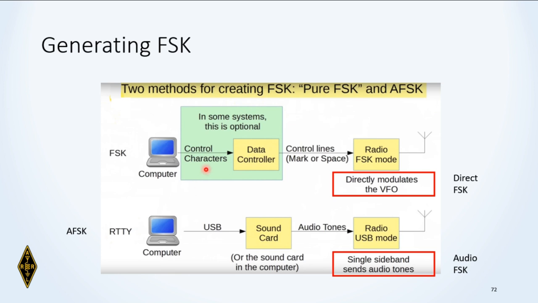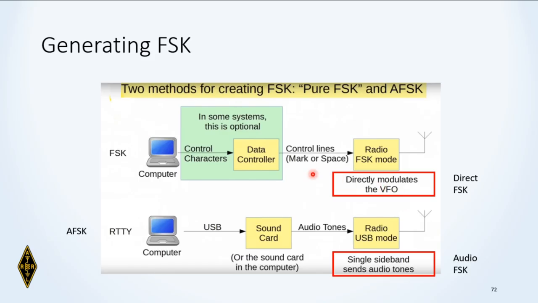So there's some kind of a computer and controller, and it goes directly into the radio control lines, and this directly modulates the VFO. That's direct FSK. Now, audio frequency shift keying also uses a computer, but a sound card, and rather than shifting the oscillator, it actually generates tones that are 170 hertz apart and applies those audio tones to a single sideband transmitter and then out on the air. From the point of view of the receiver, if the AFSK is set up correctly, there's no difference whatsoever. It sounds exactly the same.